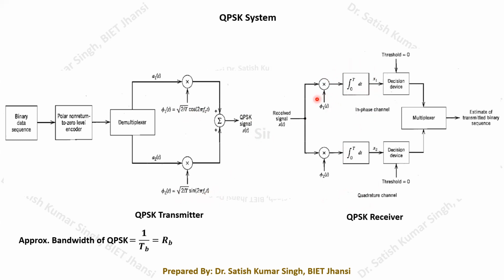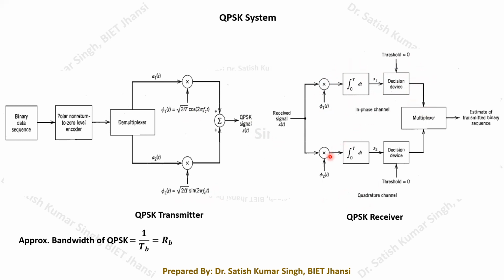So here again phi1(t) has to be multiplied and it should be integrated. The signal that we are going to get is a certain value of x1. So there should be a decision device. If this value is greater than the threshold value, it will be regarded as 1. If it is less than 0, then it will be regarded as 0.